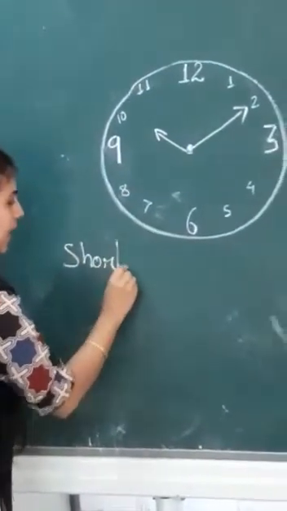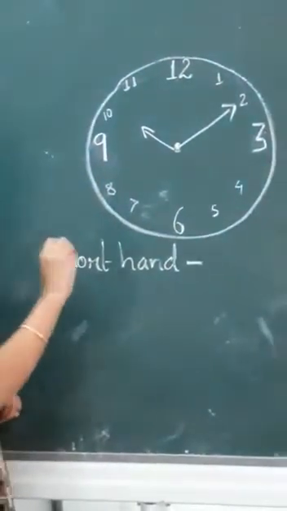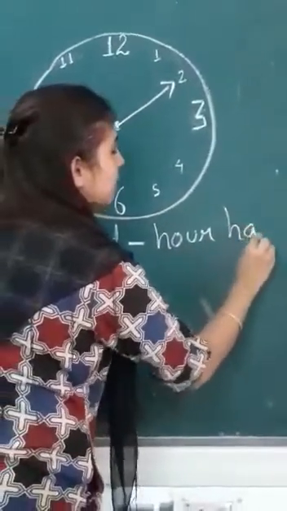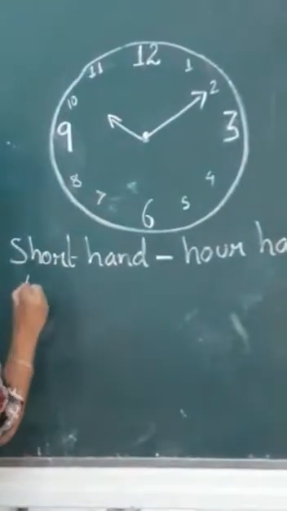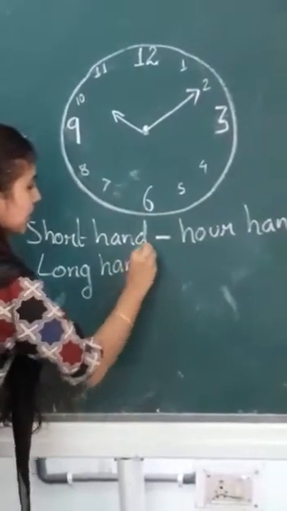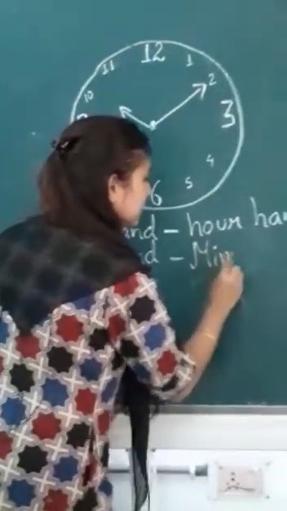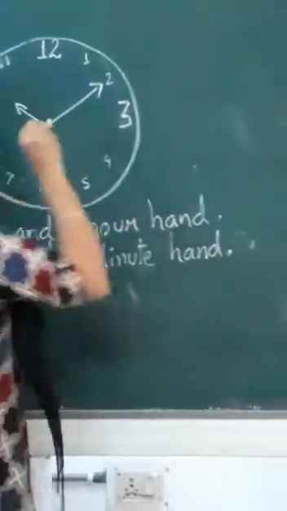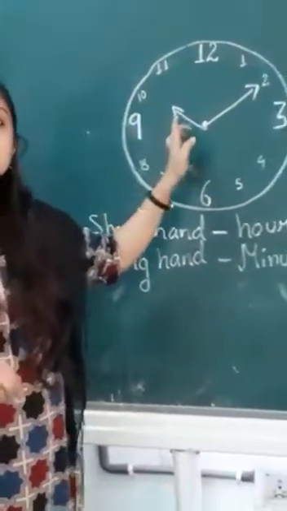short hand, is also known as hour hand. Hour hand. Okay. And this long one, long hand, it is known as minute hand. Minute hand. Okay. Now, hour hand shows you the hour.